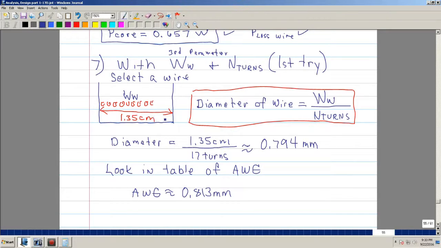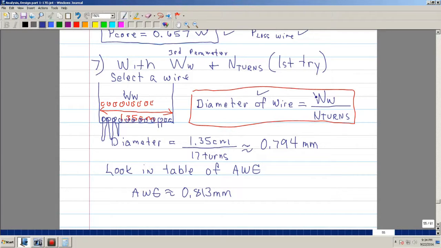So if you know how many turns, and remember the windings look something like this. Basically you have a conductor, conductor, conductor, filling up these spaces. So from the number that you can fill up and the number that you already know, you can calculate the diameter of the wire. That's what this equation is.